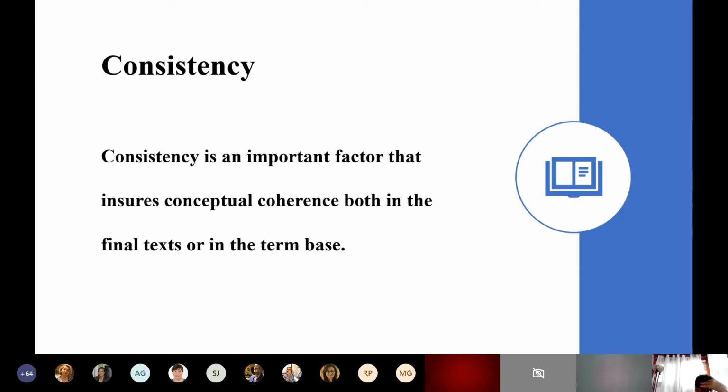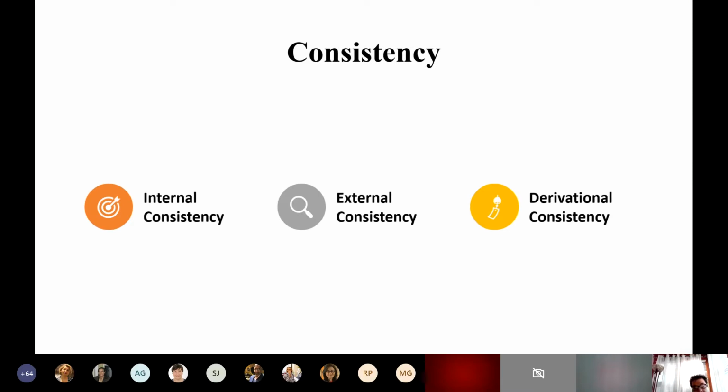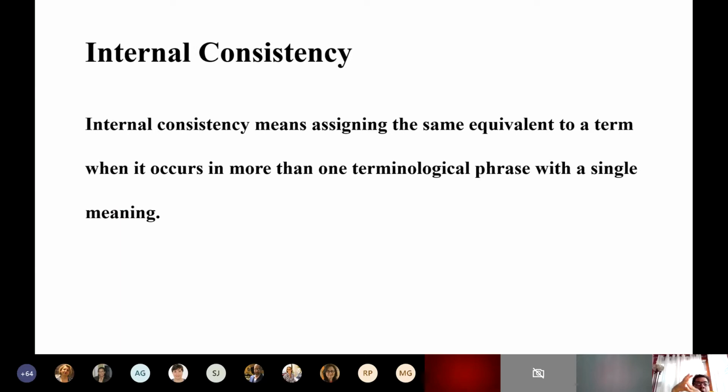Now there is an important subparameter, which is consistency. Because without consistency, there is no conceptual coherence, both in the final texts or in the term base itself. We have three modes of consistency: internal consistency, external, and derivational consistency. Internal consistency means assigning the same equivalent to a term when it occurs in more than one terminological phrase with the same meaning.